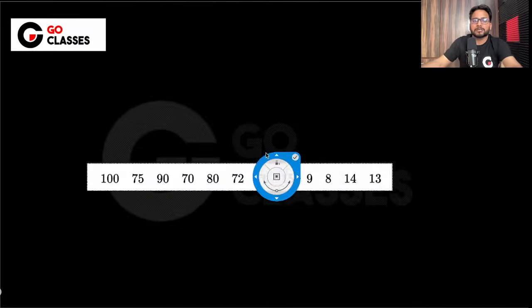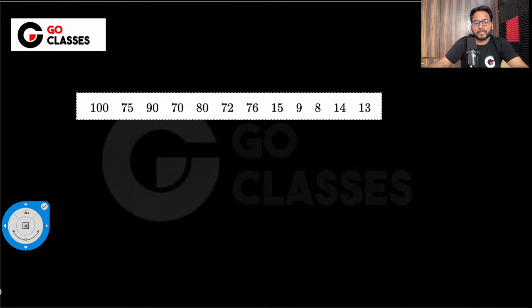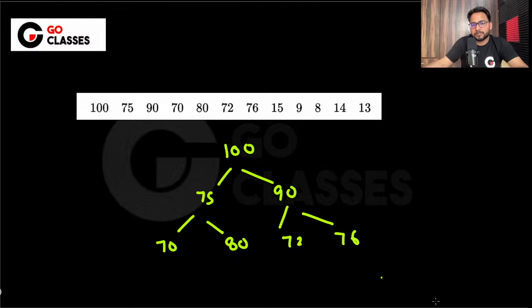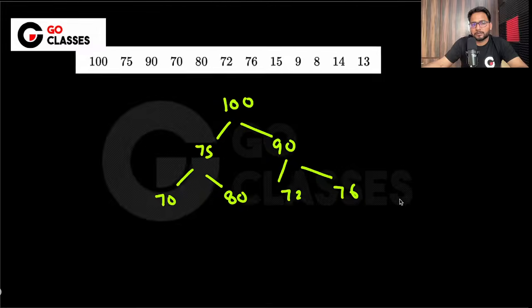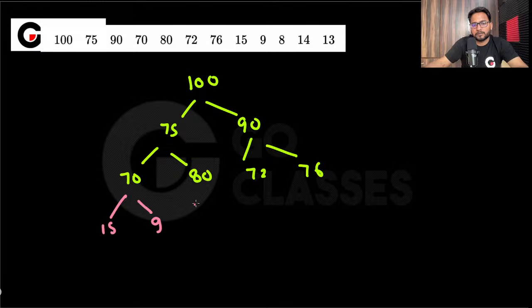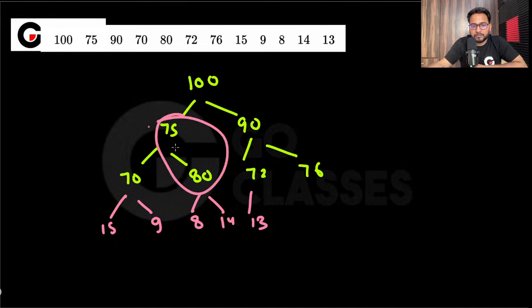So you can just make the tree out of it, a complete binary tree, right? So 100 will be here, and then 75, then 90. Till now it is a max heap. Maybe let me just draw all the nodes: 76, then 15, then 9, then 8, then 14, and then 13, right? Okay, this is not a max heap because of this.